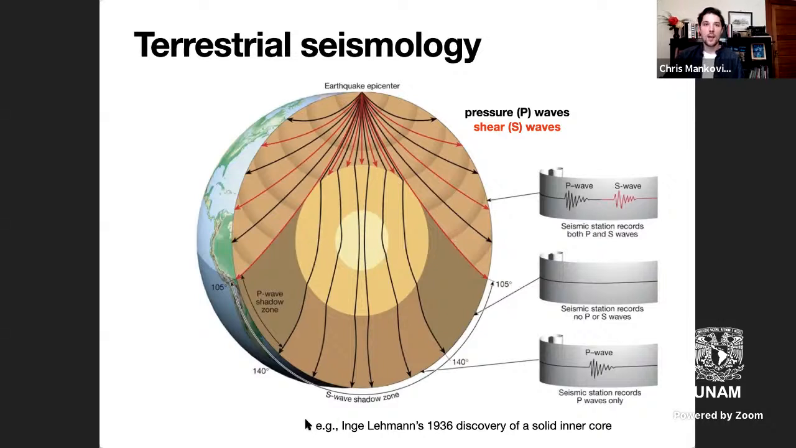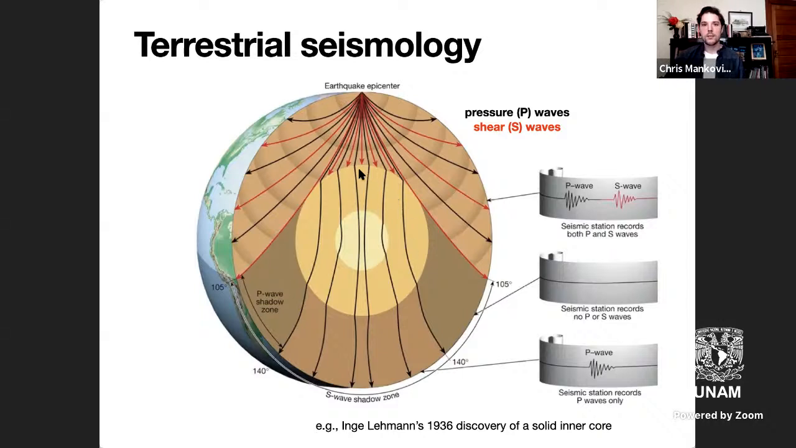Just one example among the greatest hits is Inge Lehmann's determination that the Earth's inner core is actually solid. So in the previous picture, where the entire Earth's core were liquid, you have this massive shear wave shadow zone, because a fluid core cannot support shear waves. And so they evanesce in this liquid core, and most of the planet on the far side of the epicenter of the earthquake would have no detectable shear waves.